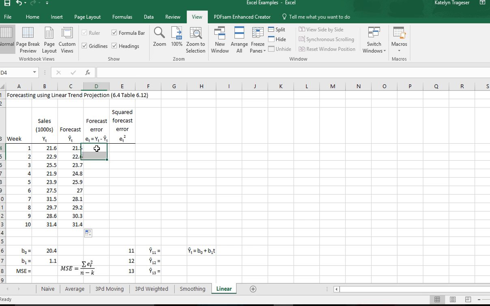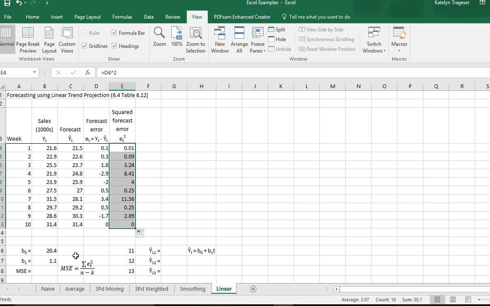And then we want to calculate our forecast error, which we know is simply our sales minus our forecast. And we can carry that down. Then we want our squared forecast error. So our forecast error squared. And we can go ahead and copy that down as well.